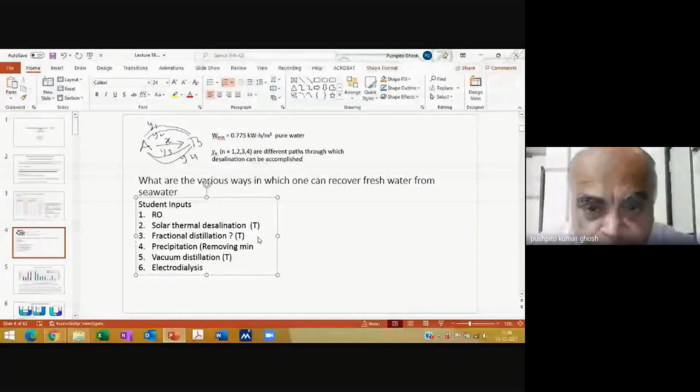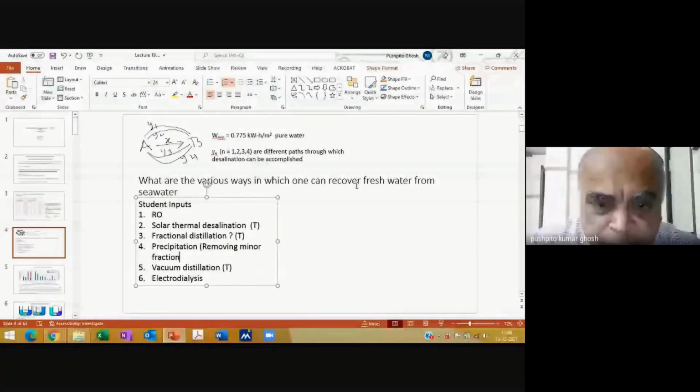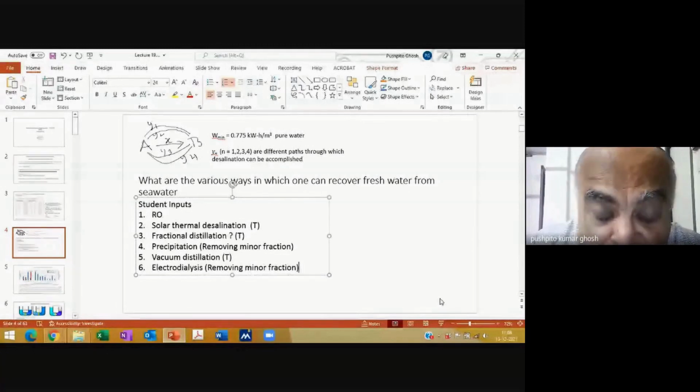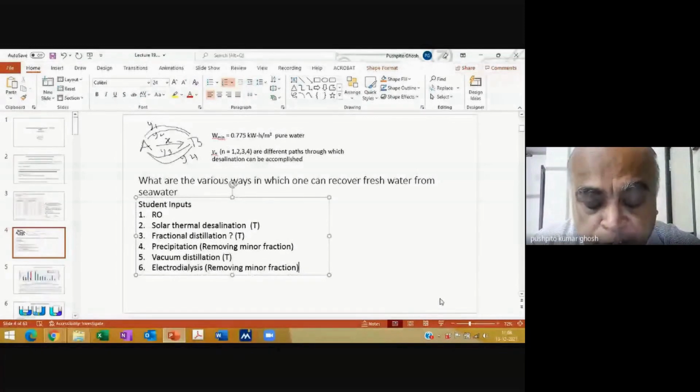Precipitation is removing minor fraction. Correct? That's what I'm doing in precipitation. And likewise, in electrodialysis, I am removing minor fraction. Has everybody understood? It's clear? Because it is the ions which are coming out of the membrane, and my water is remaining where it is. It's just that I'm pulling out my ions.